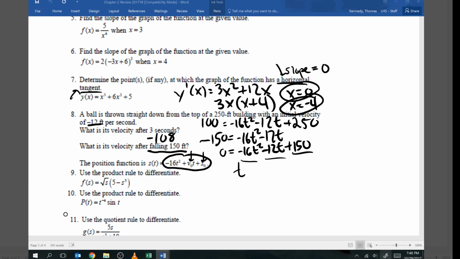And so t is like some garbage, and then you just plug this into that velocity equation and you get your answer. Where our velocity equation was negative 32t minus 12. You just plug whatever that garbage value is in for t there and find that value. Sorry for the lack of follow through there.